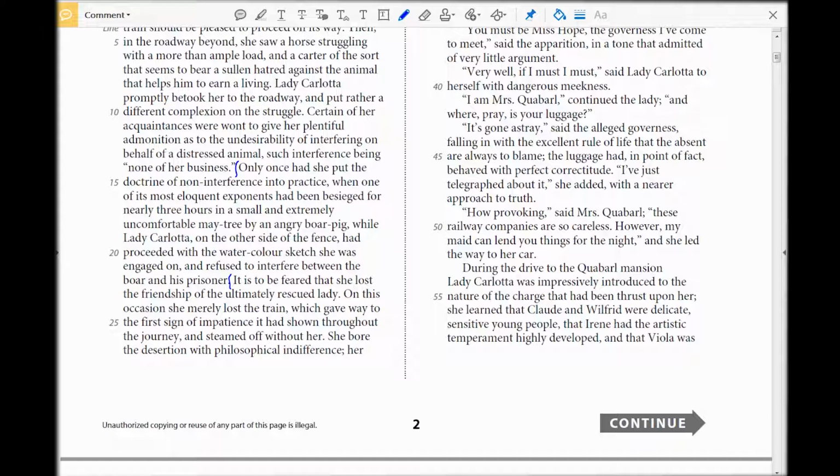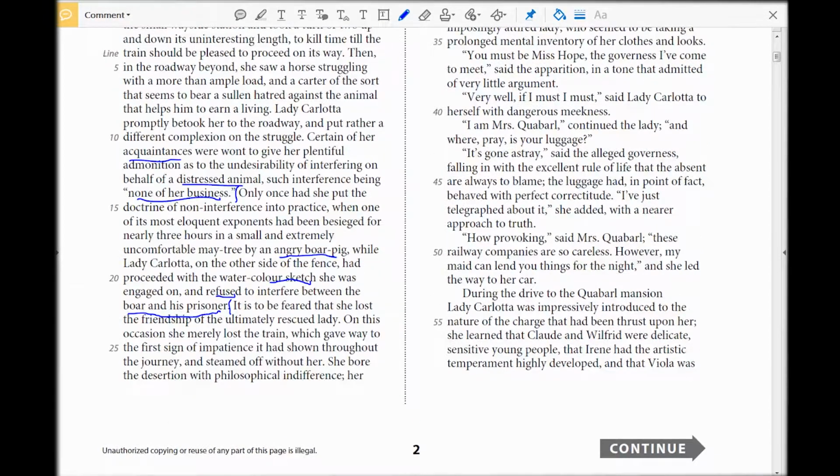So we have this doctrine of non-interference, which, if we recall, is what her friends are telling her to do with regards to distressed animals. They're telling her, please don't interfere because it is none of your business. They tell us here that only once had she actually not interfered. And they describe the situation in which a woman is besieged for nearly 3 hours by an angry boar pig, while Lady Carlotta is doing a watercolor sketch and she's chilling out. She's refusing to interfere between the boar and its prisoner. So somebody is trapped up a tree, desperately needs Lady Carlotta's help, and Lady Carlotta's working on her watercolor. So she's got her priorities in line here. Let's look at our options, see if we can learn something about Lady Carlotta.